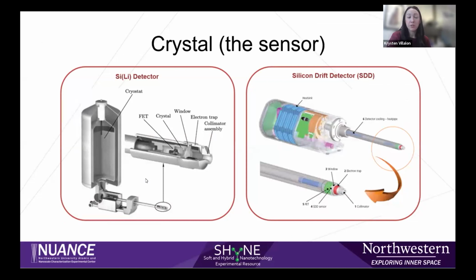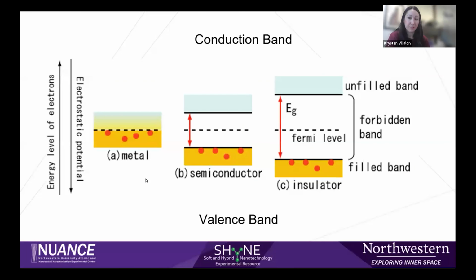The main ones being the SiLi detector and the silicon drift detector. To understand both of these and how they work, you need to know what a semiconductor is. And so if you're just totally unfamiliar, this is your very explain like I'm 5, what is a semiconductor?